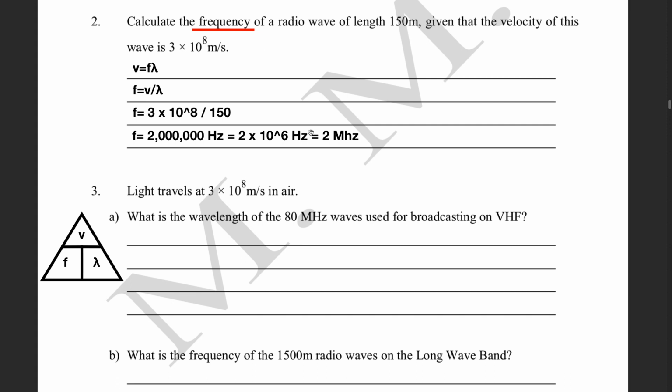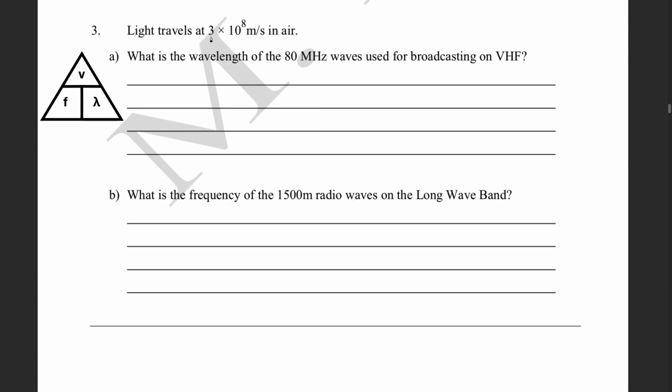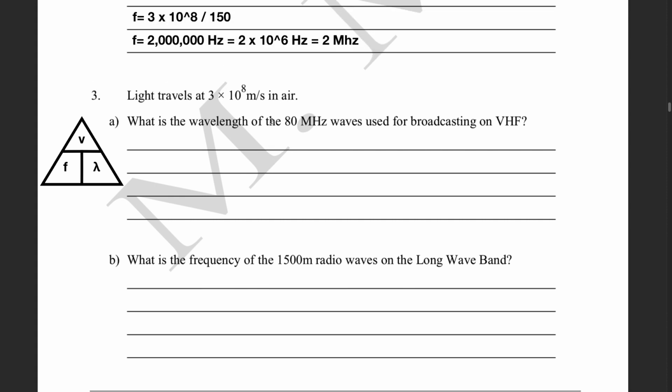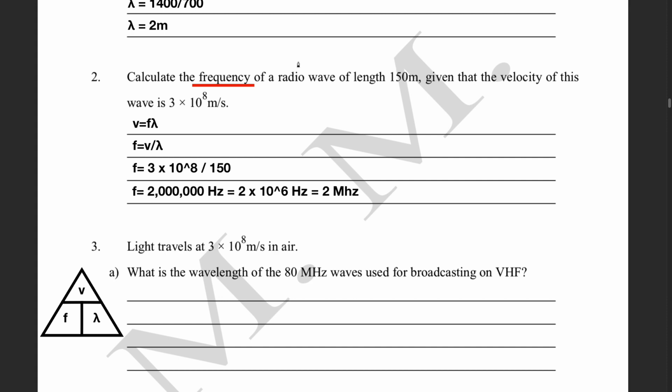So question 3. Light travels at 3 times 10 to the power of 8 meters per second in air. A bit of a side note, we will be talking about this later on, but you can notice that the velocity of radio waves is 3 times 10 to the power of 8, and the velocity of light in air is also 3 times 10 to the power of 8. That is not a coincidence. We will be discussing this later on, so keep it in mind.